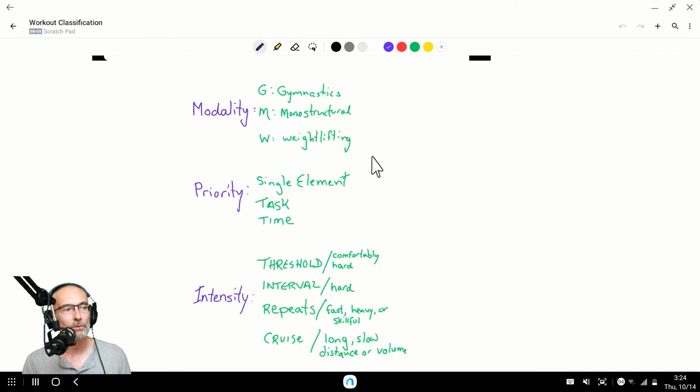The two more popular ones are going to be task or time priority. Task is where the amount of work is specified and we complete it usually for time. 3 rounds for time, 5 rounds for time. Do this work. Here's a chipper. Do the things on here for time. Time priority is, look, the most important thing here is that we work for 20 minutes. We have a 20-minute AMRAP. That's time priority, or a 12-minute AMRAP. That's time priority because we're prioritizing the amount of time that we're working in the workout.